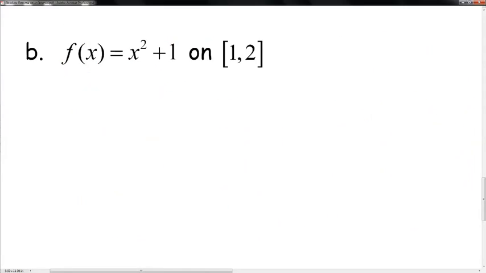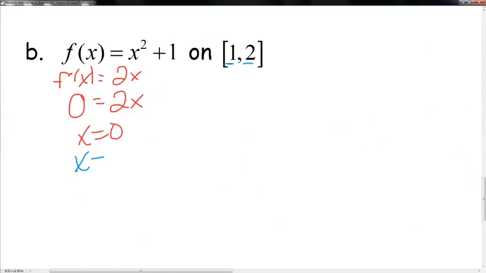Alright, part B. Again, I'm going to find the derivative. So f prime of x is equal to 2x. I'm going to set that equal to 0. That means x has to be 0. So again, I have a candidates test. I want to check x equals 0, and then I want to check my endpoints, x equals 1 and x equals 2, and find which one of these three has my highest y value.